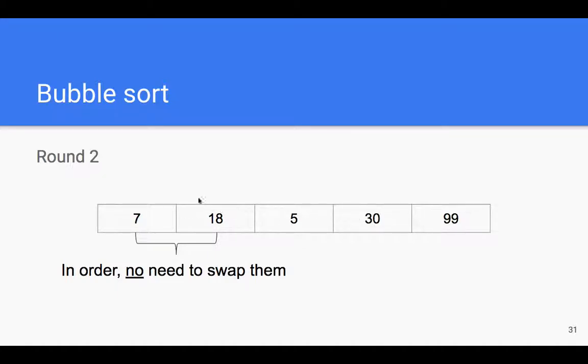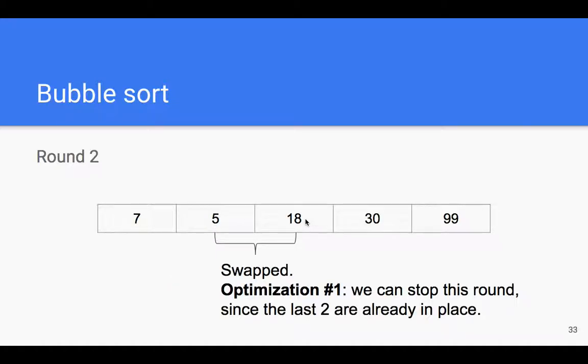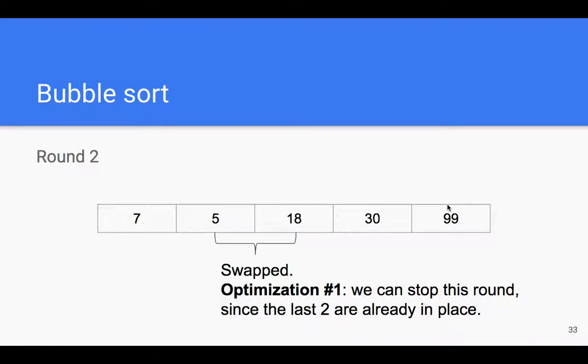In round 2, again, we compare 7 and 18, and well, no need to swap them. They are in order. We compare 18 and 5. Now they're out of order, and we swap them, right? Now, the question is, do we need to compare 18 and 30? Well, we don't, because 30 is the second largest, and in the last round, it was already put in the right place. So this is again applying optimization technique number 1, because we can stop, since we know the last 2 are already in the right place.